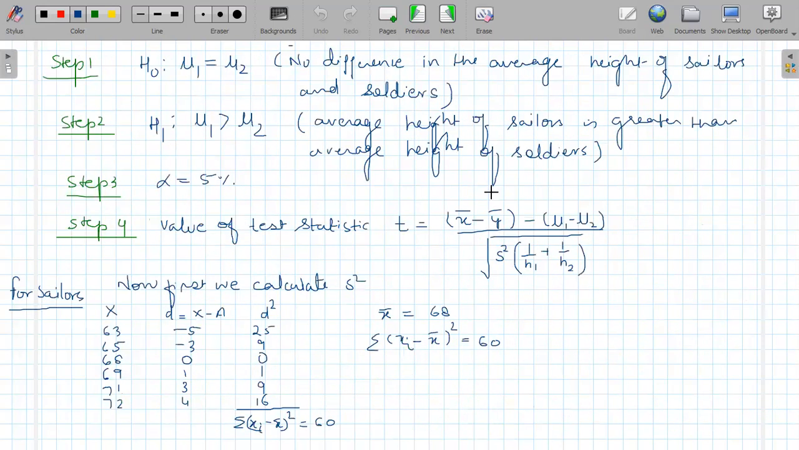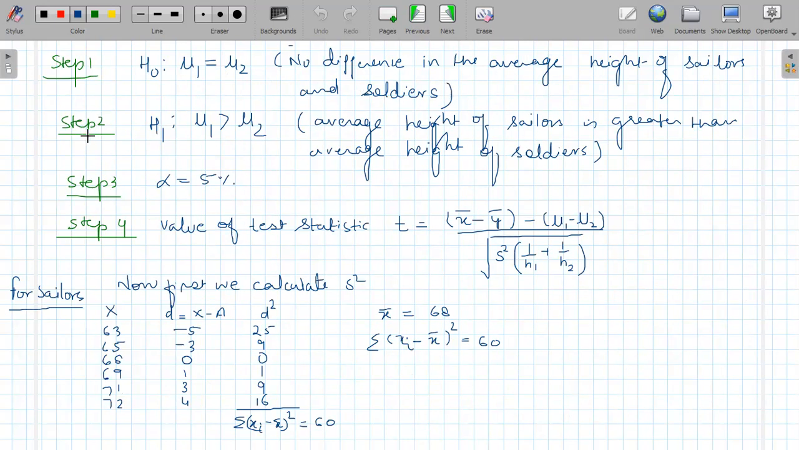So step number 1 is mu1 is equal to mu2. Mu1 is the mean height of the population of sailors and mu2 is the mean height of the population of soldiers. So the null hypothesis states that there is no difference in the average height of sailors and soldiers.